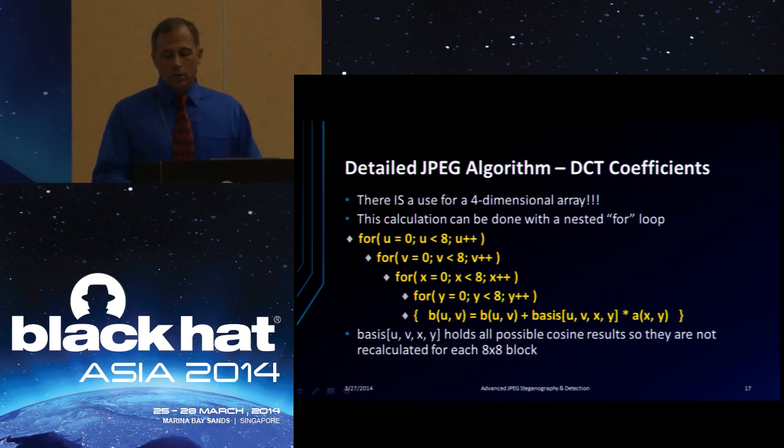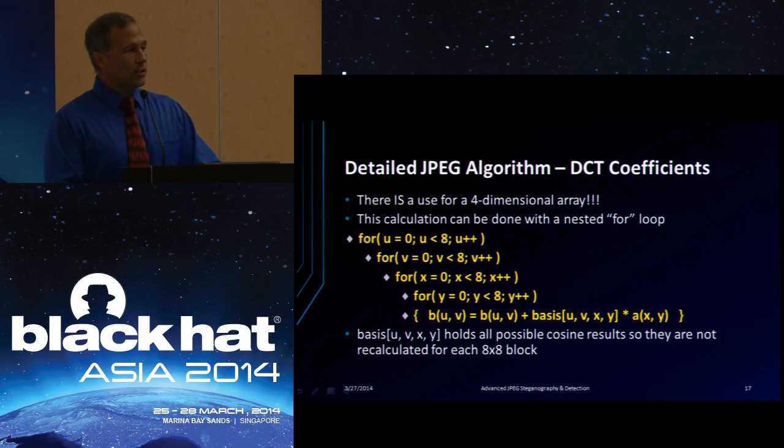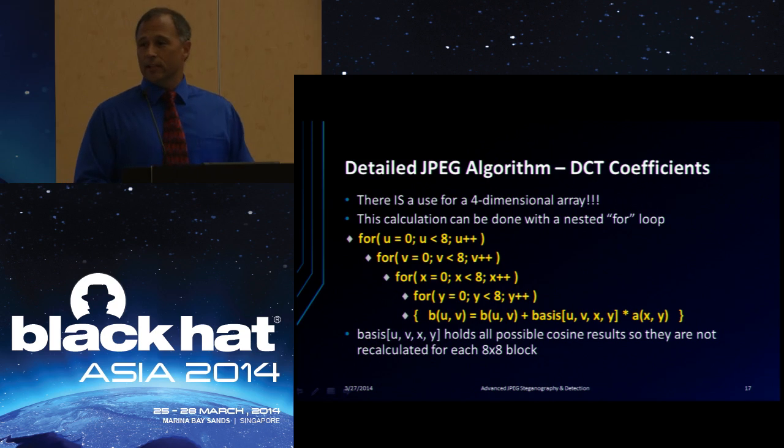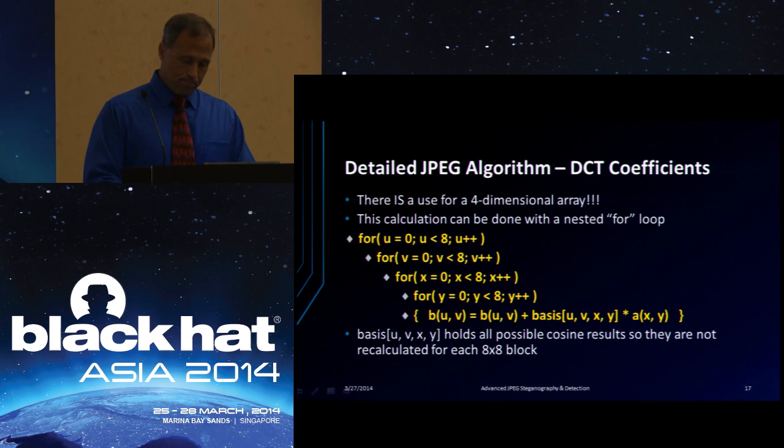Just a 4 nested for loop. Okay? The basis that you see down there, that's a 4-dimensional array. There actually is a use for a 4-dimensional array, and this is it. You calculate all the cosine stuff once, and then you just use it to multiply by the pixel values instead of recalculating the cosine, because cosine calculation is slow.